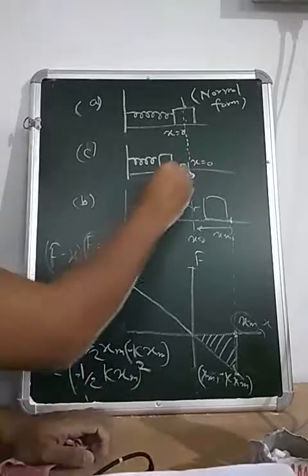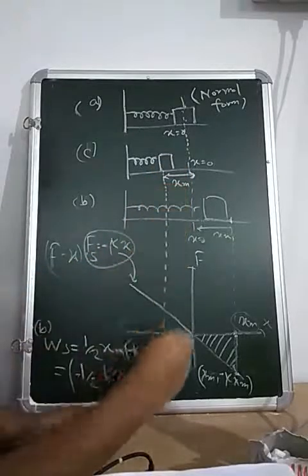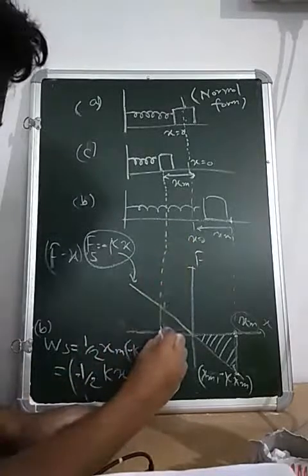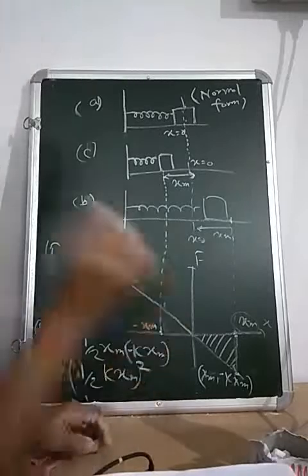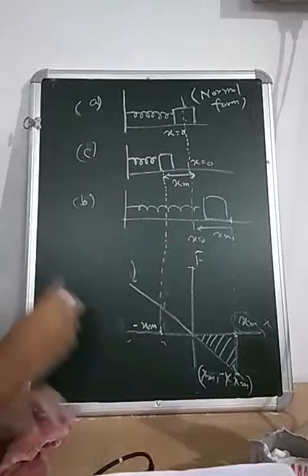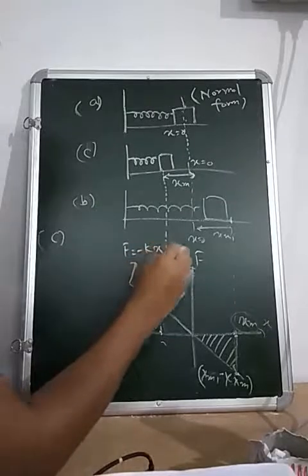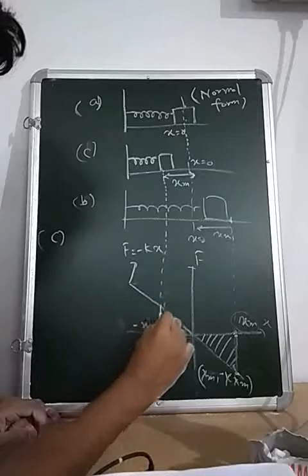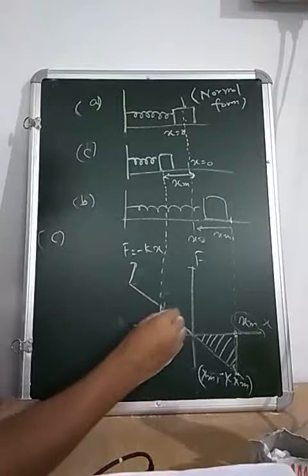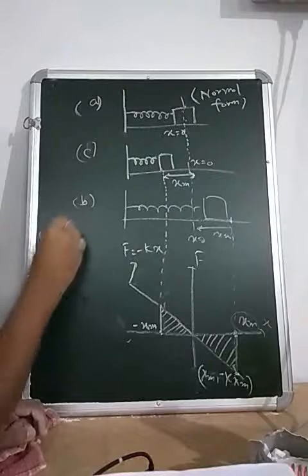Now we want to calculate the work done due to the compression. So see, due to the compression of xm amount, this will be like this actually. This is the position of minus xm. I am considering case C. This is the graph of F equal to minus k into x. So due to this compression, minus xm compression or minus xm displacement, what is the work done by the spring? That I consider as case number C.